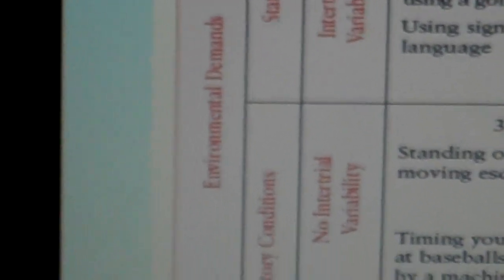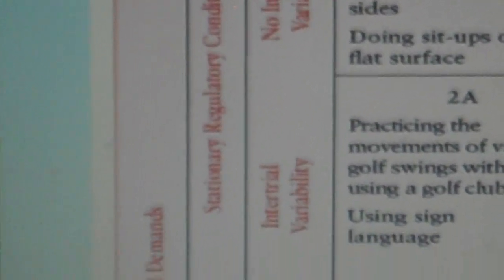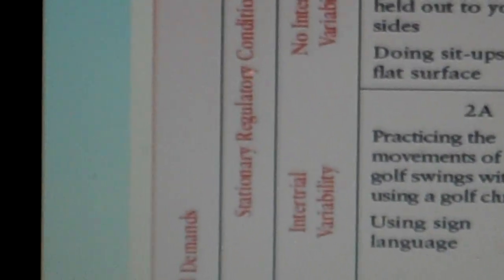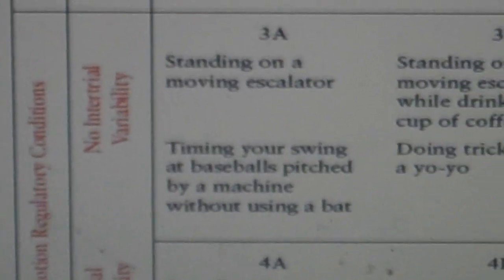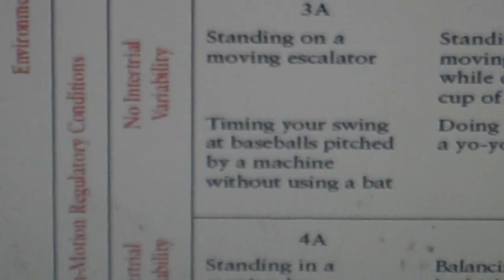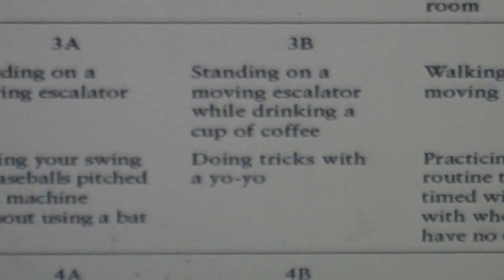So I've narrowed it down to I'm only going to be in column B for this activity. Now I move to the environmental demands. So the first question I'm going to ask myself is, in motion regulatory conditions or stationary regulatory conditions, is the environment moving? Well, when I'm juggling, the balls are moving, in motion regulatory conditions. So now I know I am in row 3 or 4. Well, I already know I'm in column B, so I know I'm 3B or 4B.